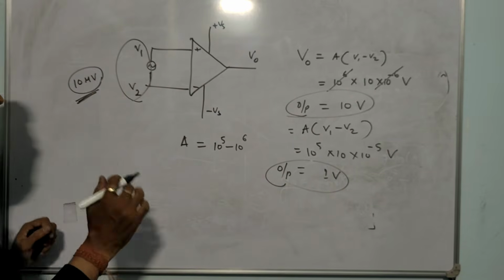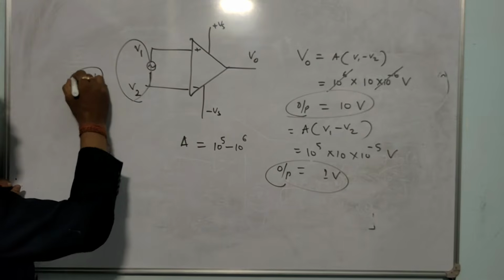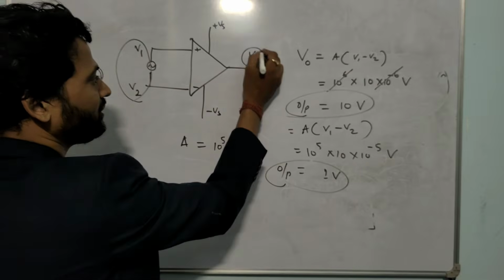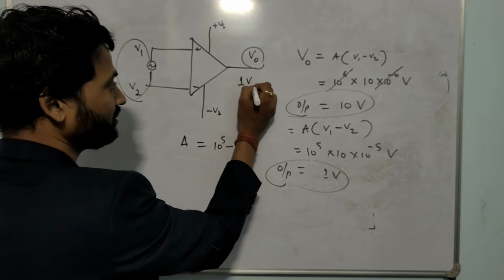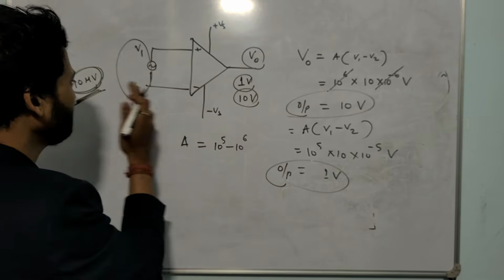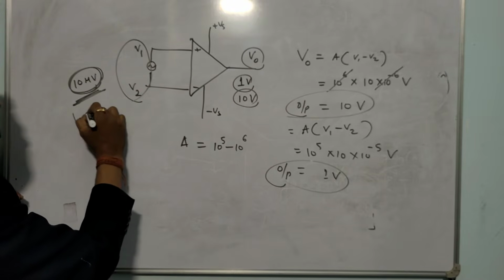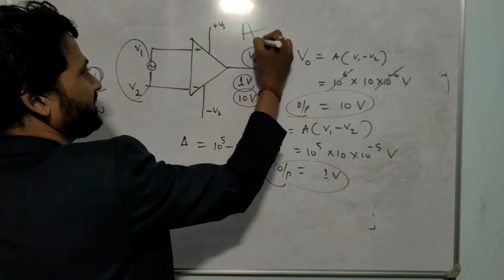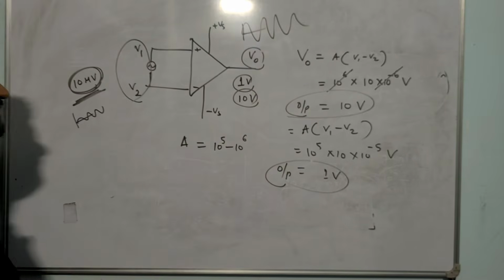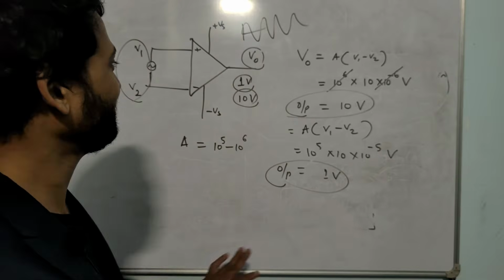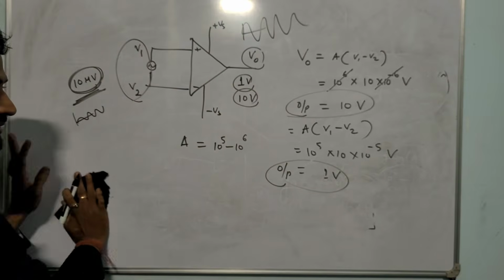So anyhow, what you conclude? The input voltage is 10 microvolt, which is very, very small. And output voltage we are getting what? 1 volt or 10 volt. See the difference. Input voltage is very low, output voltage is high. ठीक है, ये हो गया द बेसिक एग्जांपल दे दिया. अंडरस्टूड?